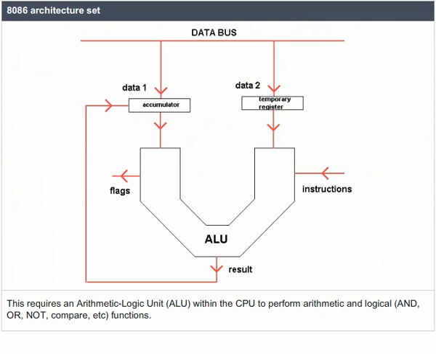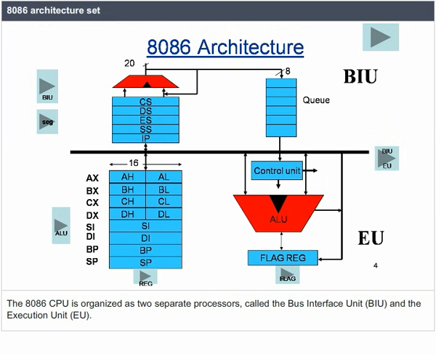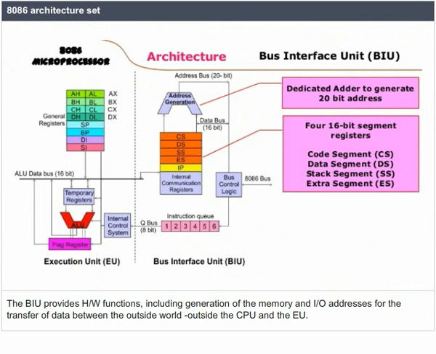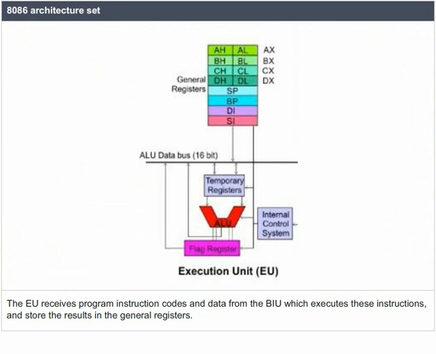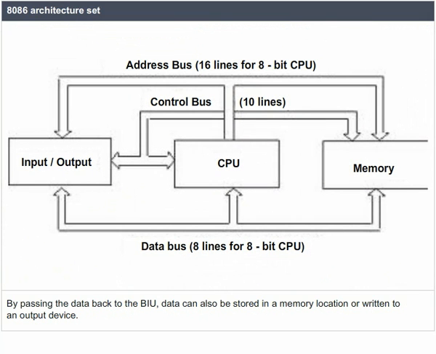functions. The 8086 CPU is organized as 2 separate processors called the Bus Interface Unit, BIU, and the Execution Unit, EU. The BIU provides hardware functions, including generation of the memory and I/O addresses for the transfer of data between the outside world, outside the CPU, and the EU. The EU receives program instruction codes and data from the BIU, executes these instructions, and stores the results in the general registers. By passing the data back to the BIU, data can also be stored in a memory location or written to an output device.